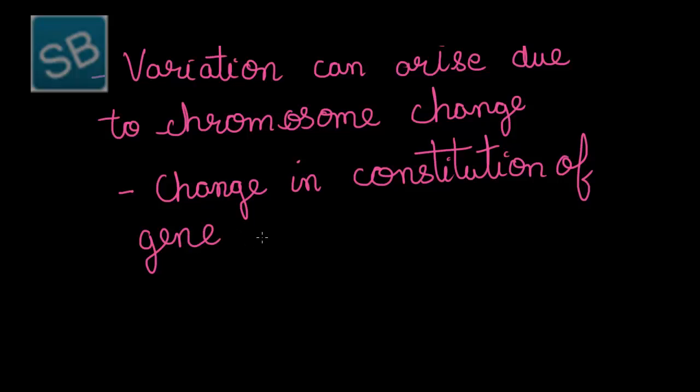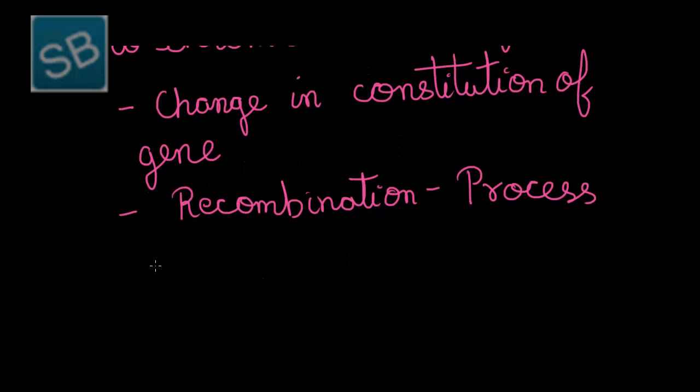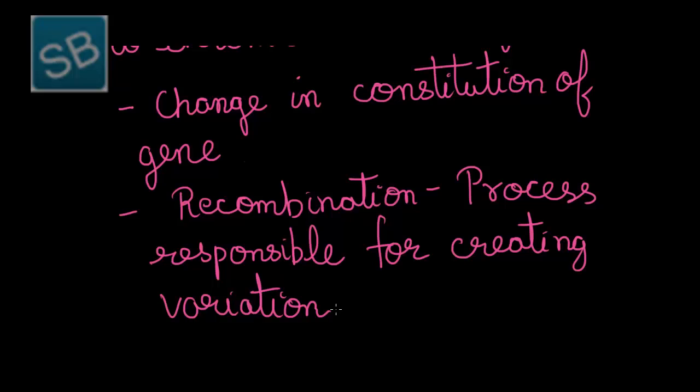In this manner, we can say that the process responsible for creating variation is recombination. That is, it is due to recombination, the process responsible for creating variation, that is the base of all genetic variation that occurs in the characters, in the phenotype or the genotype, leading to the formation of a new one and expressing a different character.